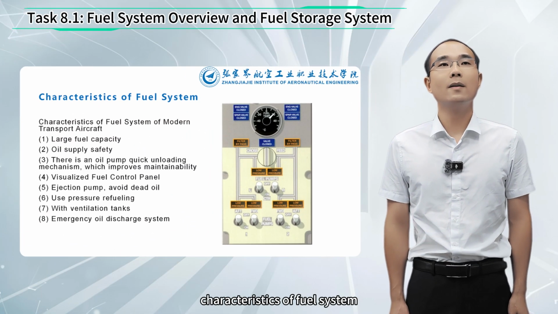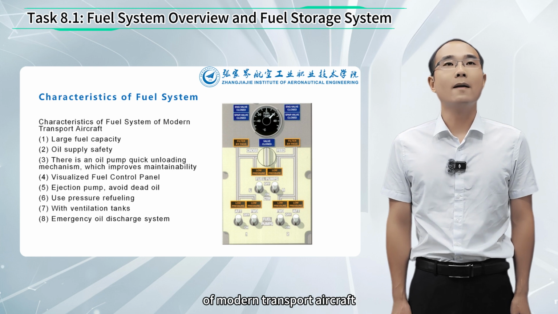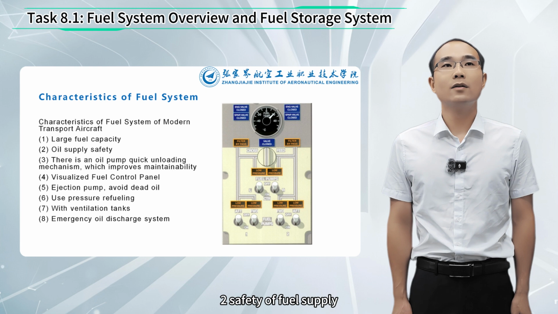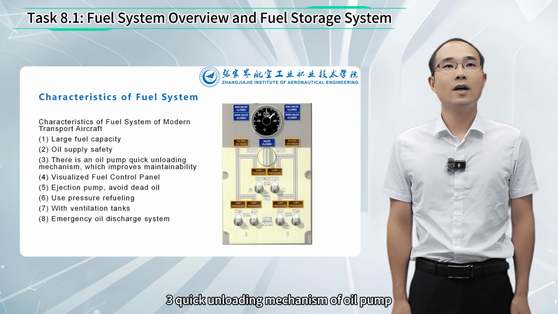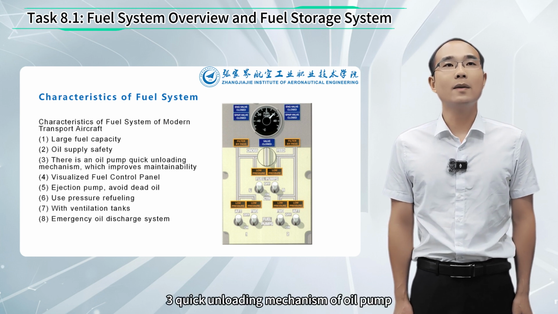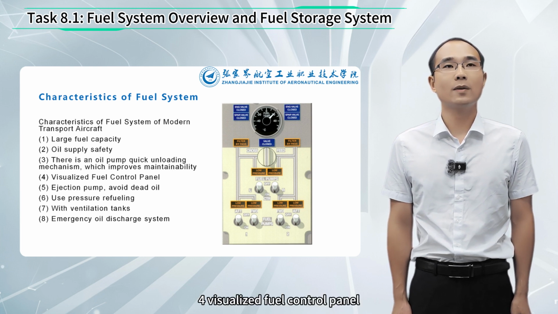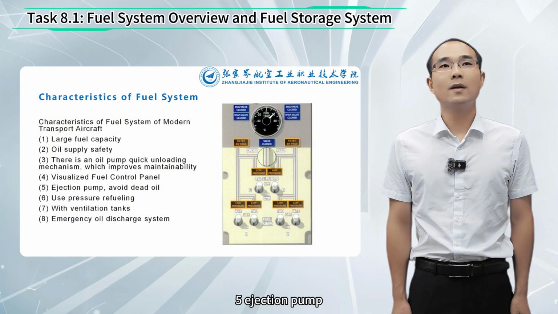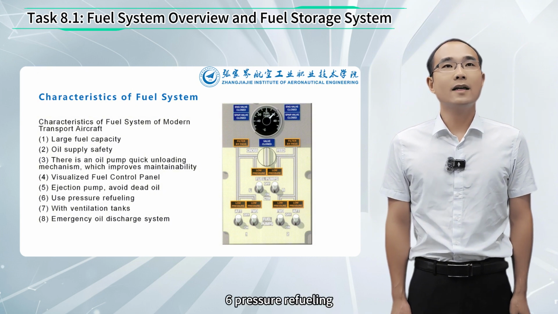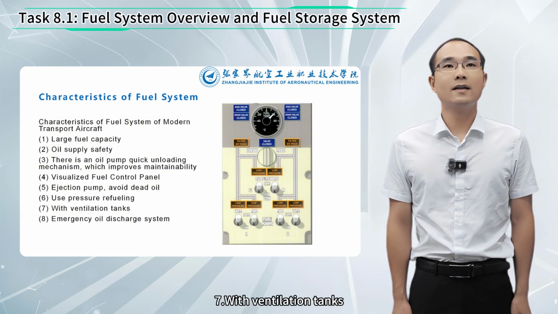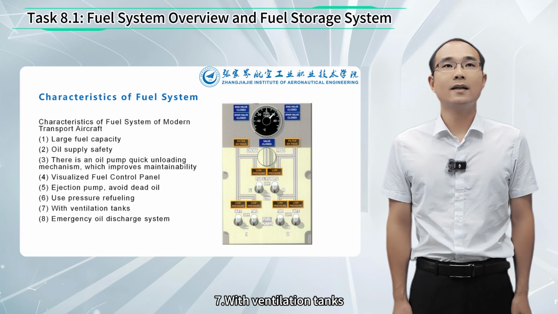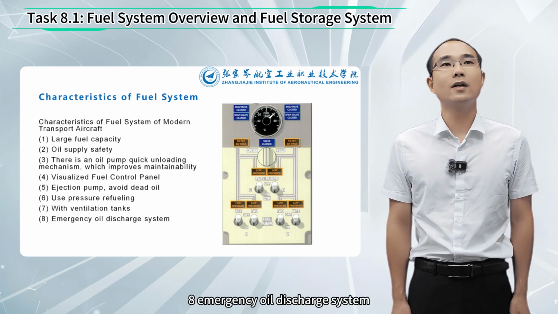Characteristics of the fuel system of modern transport aircraft. 1. Large fuel capacity. 2. Safety of fuel supply. 3. Quick unloading mechanism of oil pump, improved maintainability. 4. Visualized fuel control panel. 5. Ejection pump. Avoid dead oil. 6. Pressure refueling. 7. With ventilation tanks. 8. Emergency oil discharge system.